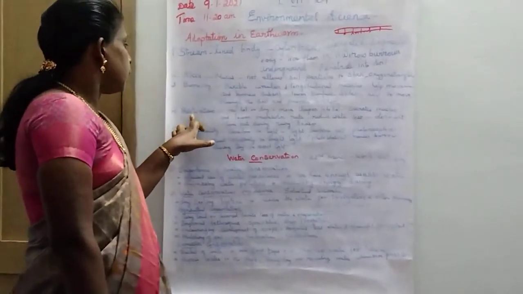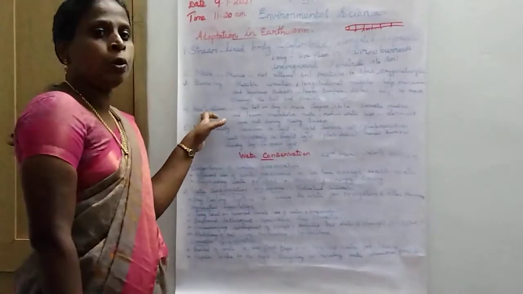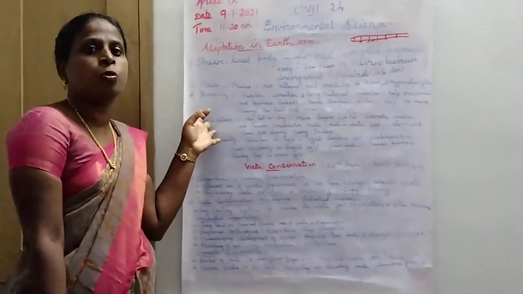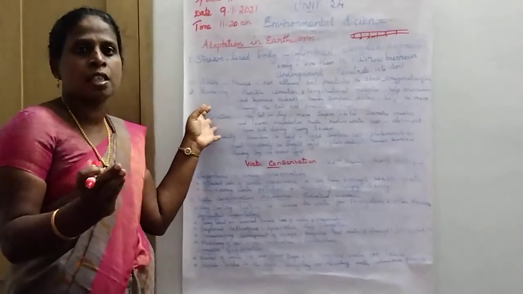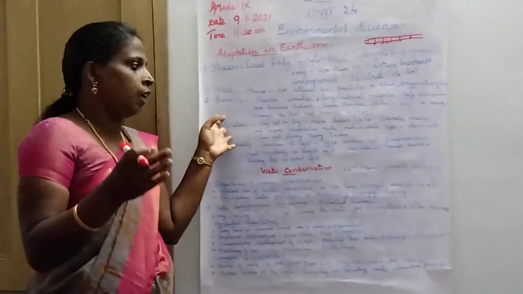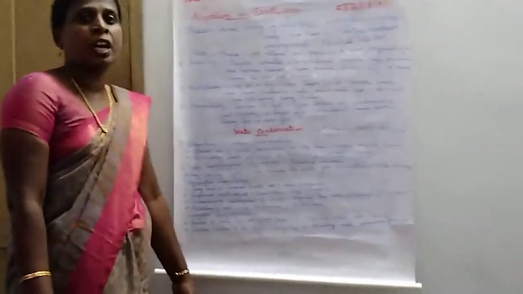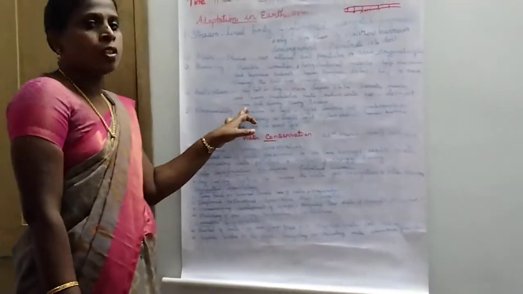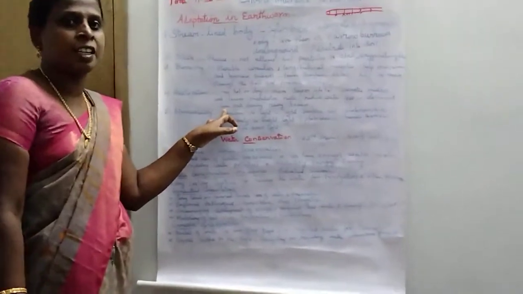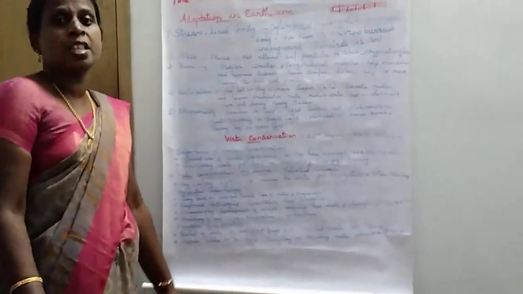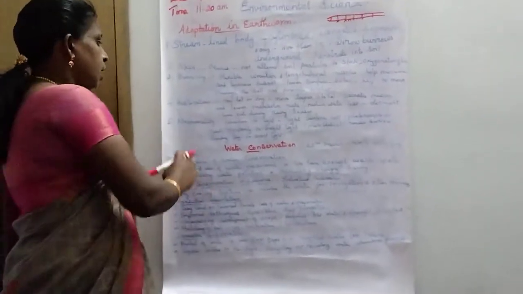So the fourth one is estivation. During too hot or dry conditions, it moves deeper into the soil and secretes mucus around itself, and it can lower the metabolic rate to reduce loss of water. So during favorable conditions, it comes out, that is during rainy season.